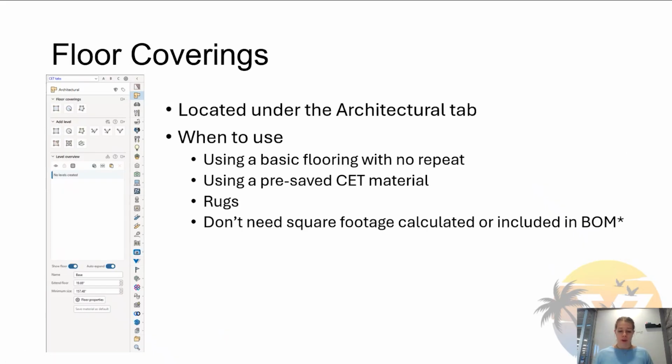So starting with floor coverings. This is going to be located under the architectural tab in CET. A good time to use this is when you just want a basic floor covering that doesn't have a repeat or anything. It's a really good one to use if you're using CET's pre-saved materials, or if you want to do a rug, whether that's a square, rectangle, or round rug. Floor coverings would be a good option to use.